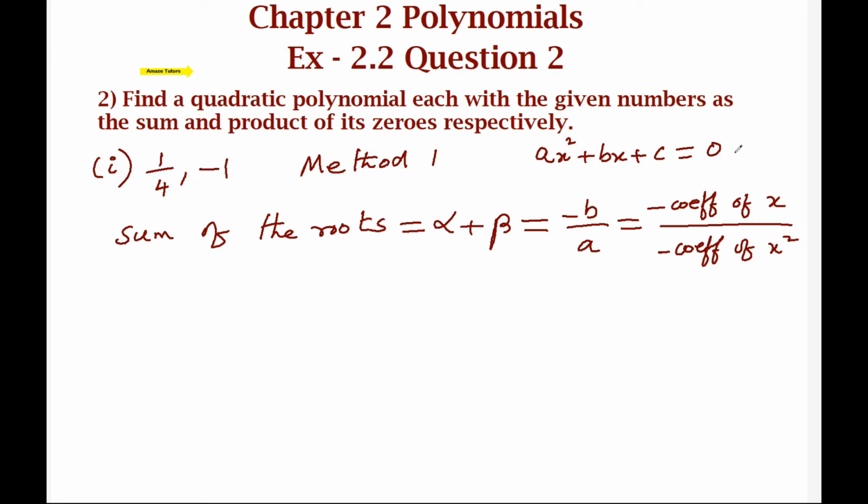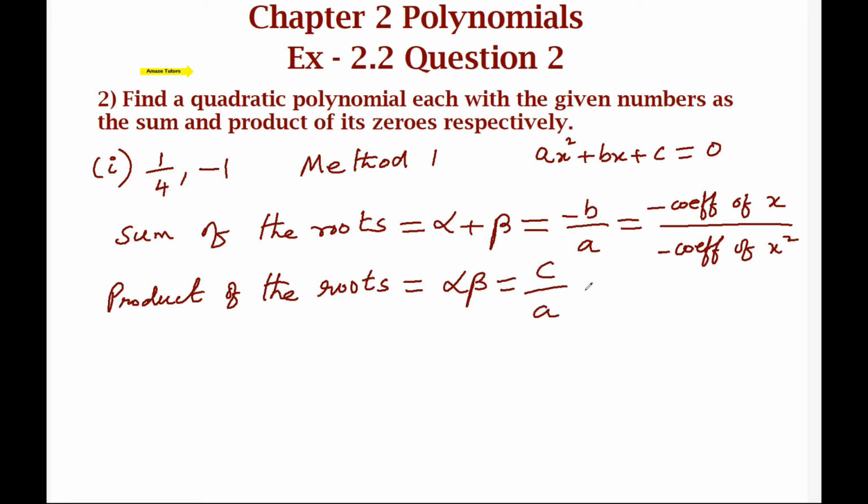Ax squared plus bx plus c is equal to 0, where a is the coefficient of x squared, b is the coefficient of x, and c is the constant term. Now, the product of the roots is the same as c by a. If alpha and beta are the roots, alpha beta is equal to c by a. C is the constant term divided by a, the coefficient of x squared.